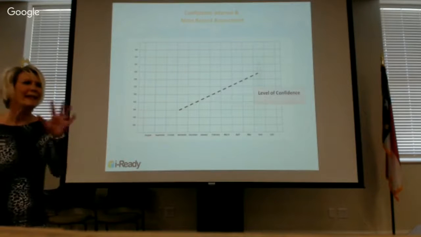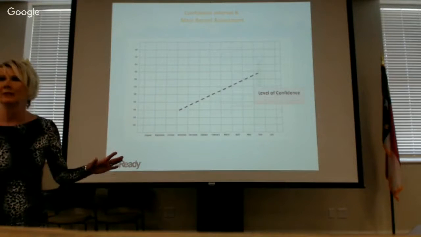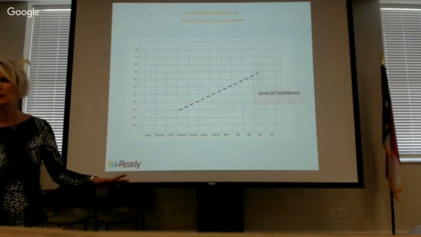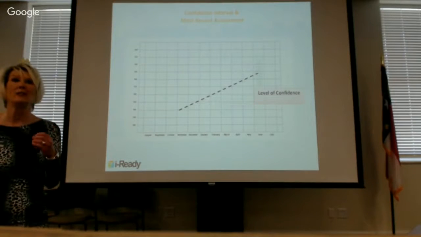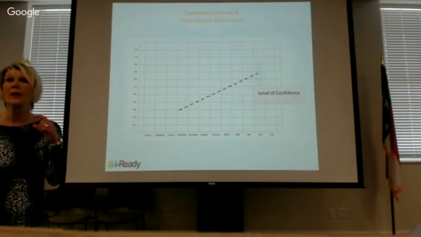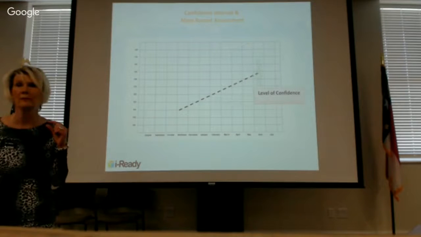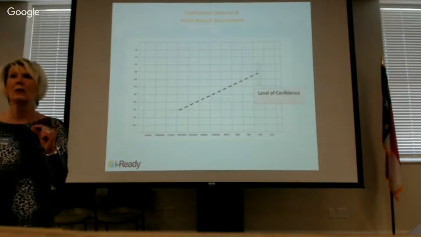Just like with any assessment that you give, it doesn't matter where it comes from or who publishes it, there's always going to be a standard error of measurement. We call that our level of confidence, and you see it in that green shaded area. There's always going to be a standard error of measurement.